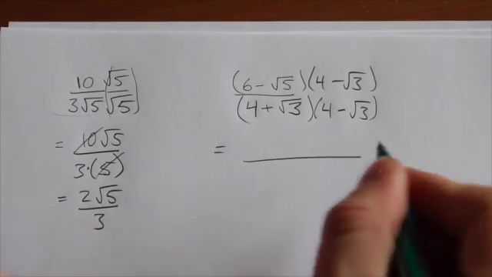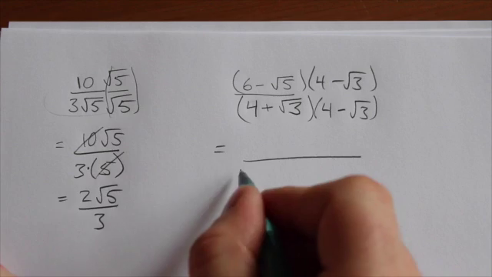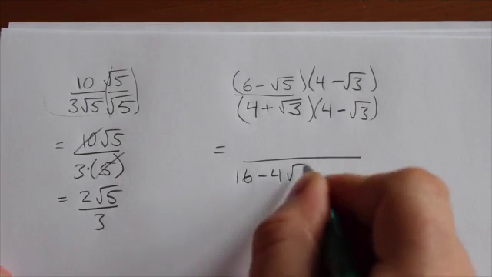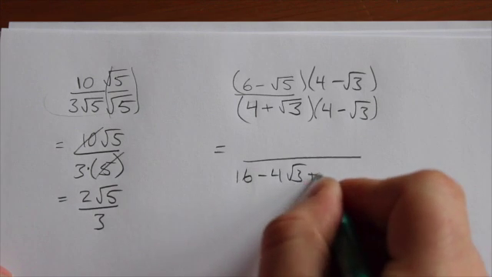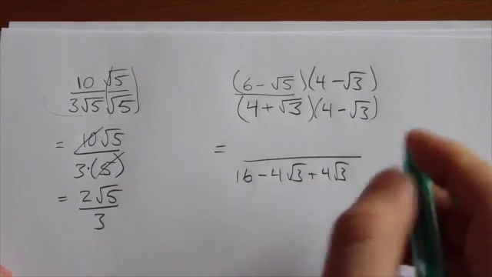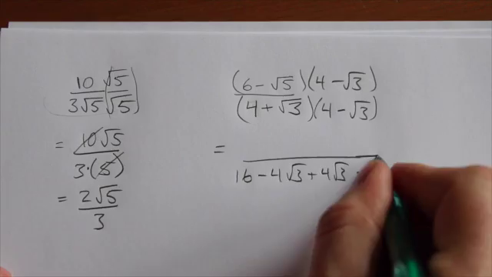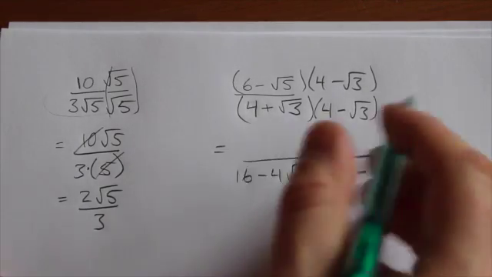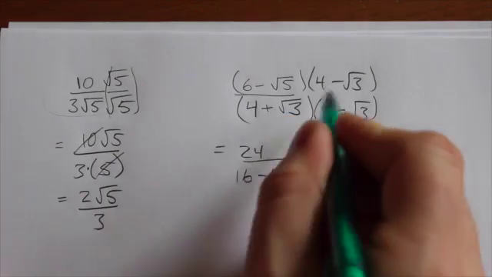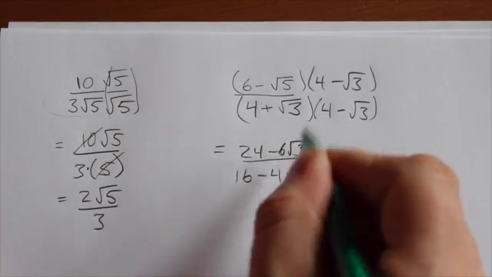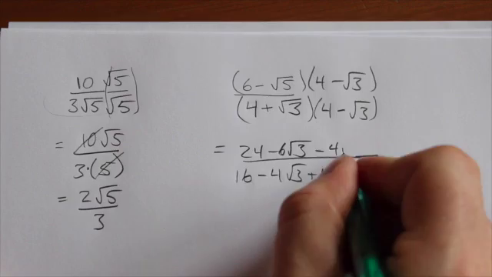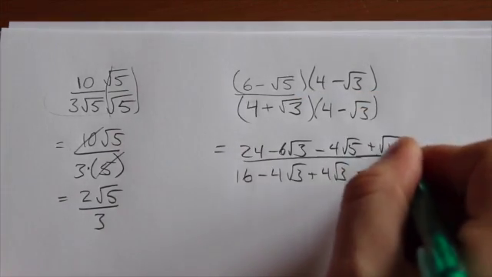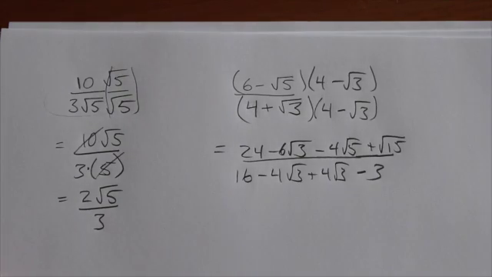Now, we'll expand out the denominator first. When you do that in the denominator, we're going to get 4 times 4, 16, negative 4 root 3, positive 4 root 3, and then minus 3 when I multiply that through. Up in the numerator, I'm going to get 24 minus 6 root 3 minus 4 root 5, and then over here plus root 15 when I multiply those all together.